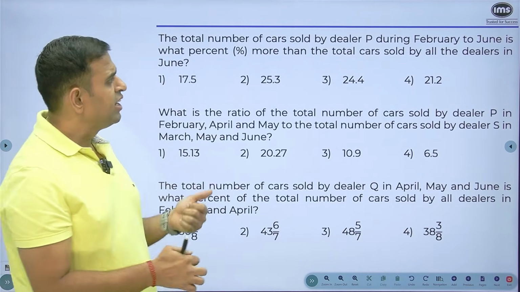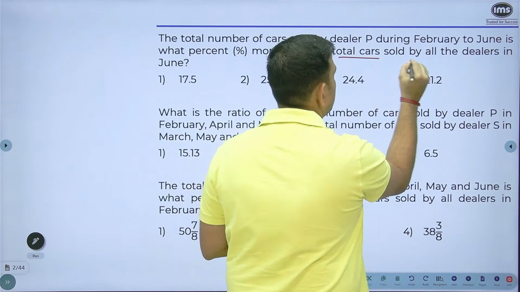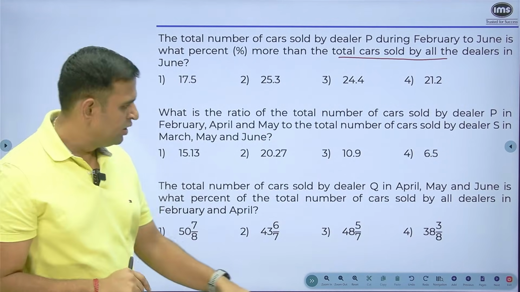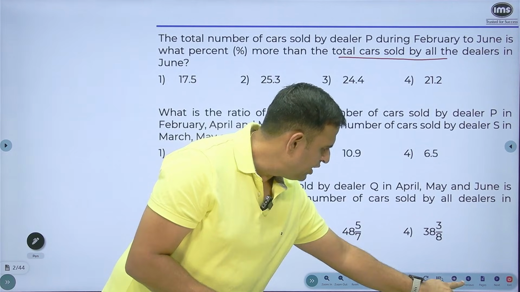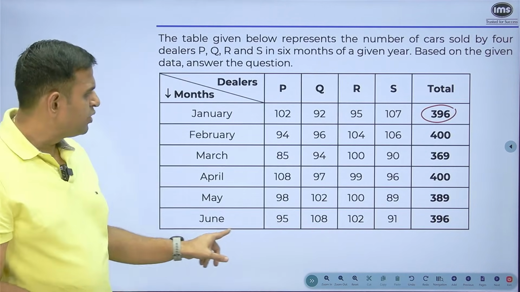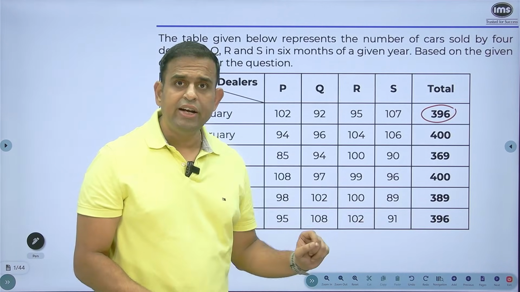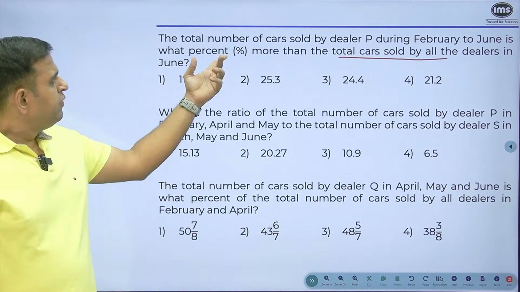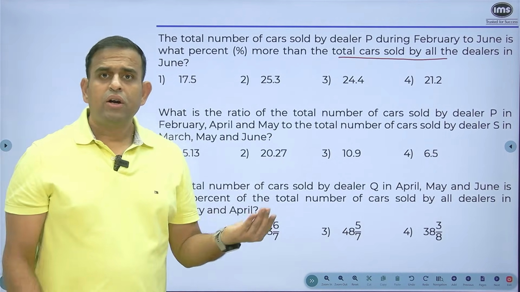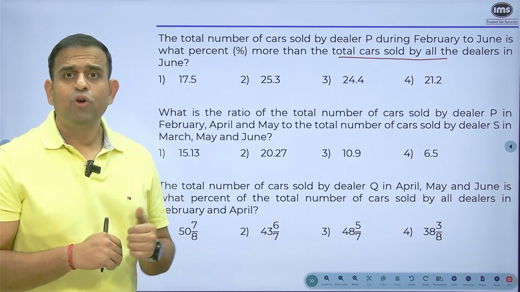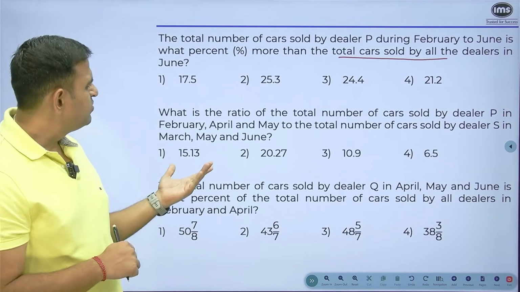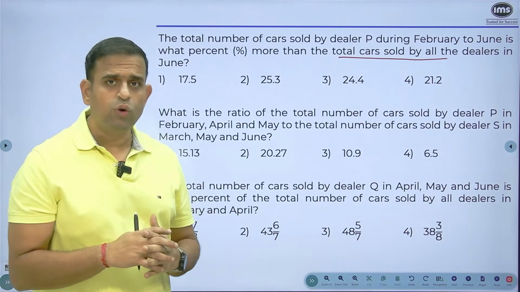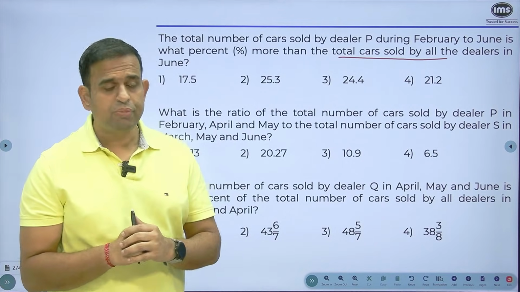This data, total cars sold by all dealers in the month of June, is already known to us from the table. In the month of June, total basically is 396. So we can find out the number of cars sold by P from Feb to the month of June. Same way I can read the other questions as well, and they are very, very straightforward. Let's try to attack question by question.